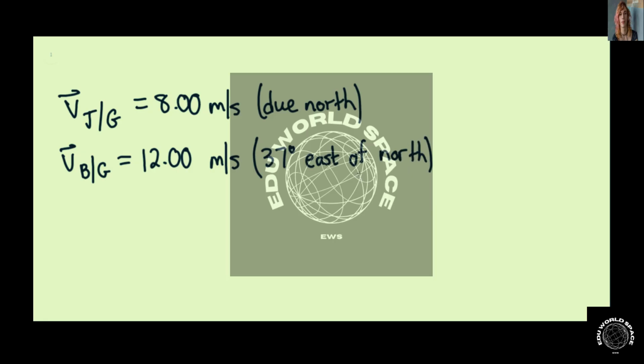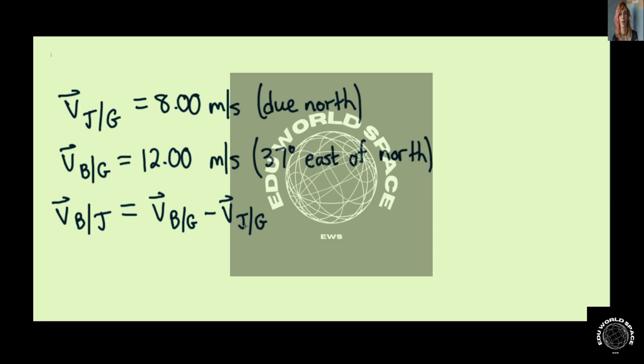And then we have the velocity of the ball relative to Juan, and this is essentially what we're trying to find. We're asked to find the magnitude and the direction of this vector here. So we can say that first, the velocity of the ball relative to Juan will be equal to the velocity of the ball relative to the ground minus the velocity of Juan relative to the ground.